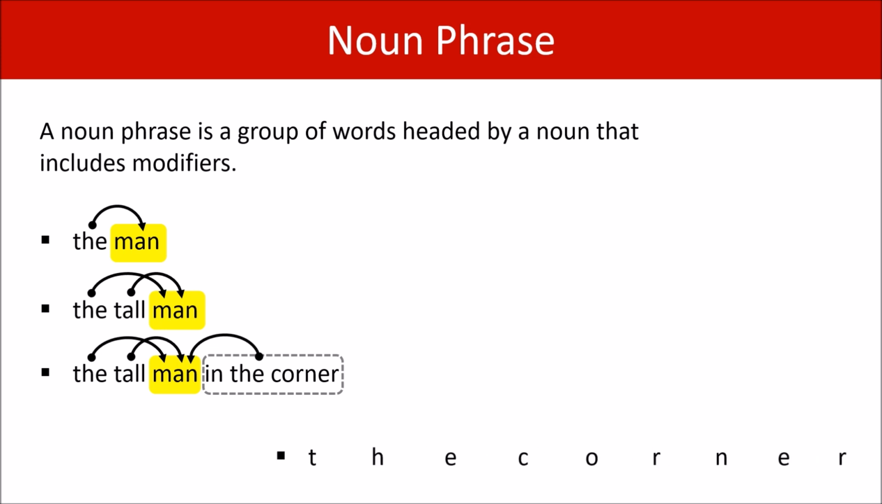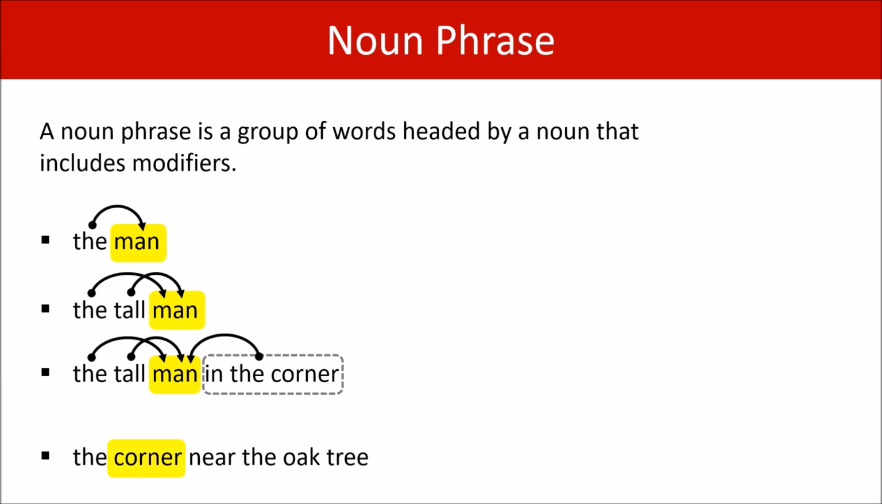Let's change it up a little bit. The corner near the oak tree. Well, this time, the word corner is the head noun. It is modified by the word the, and just like the one above, it is modified by what's called a prepositional phrase. So this tells us which corner.